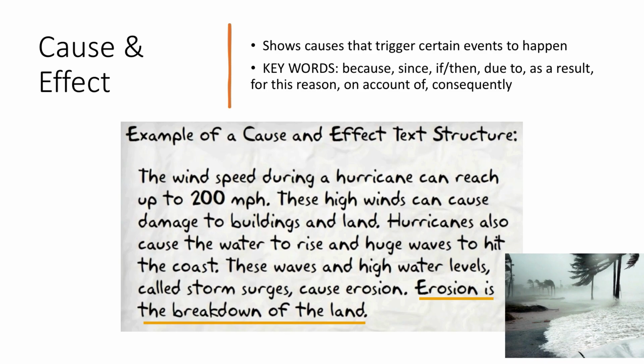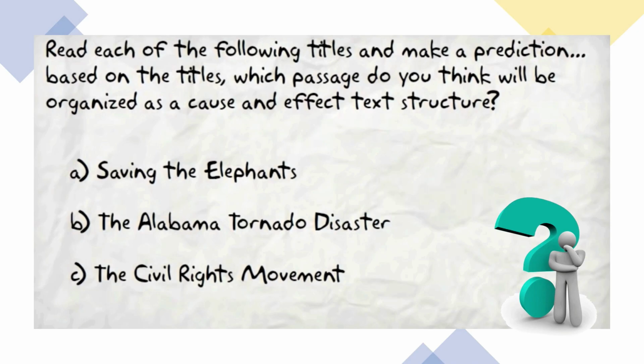Just a thing right here, this last sentence, they gave you a definition, right? If you weren't sure what erosion was, they gave the definition there in the writing. But again, it said these waves and high water levels, called storm surges, what do? They cause erosion. So you have causes that trigger events to happen. The waves, the high water levels will cause erosion, damage to buildings and land. So let's see how you do on this one.